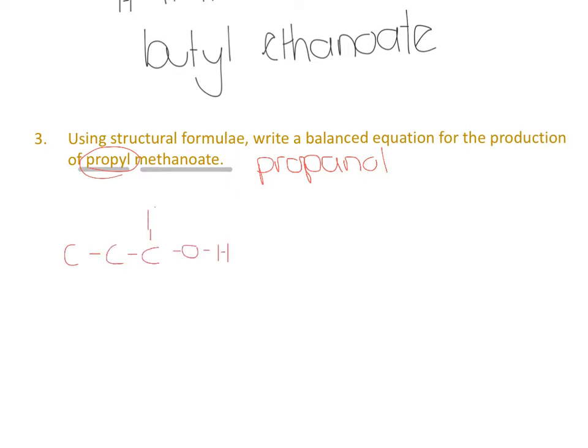So now we've got the alcohol part. The only thing that makes this a little bit more difficult is the fact that we didn't tell you what we started with. Then the next one is methanoate. Methanoate means it comes from methanoic acid. So that's the carboxylic acid we used. Methanoate means that there's a single carbon.